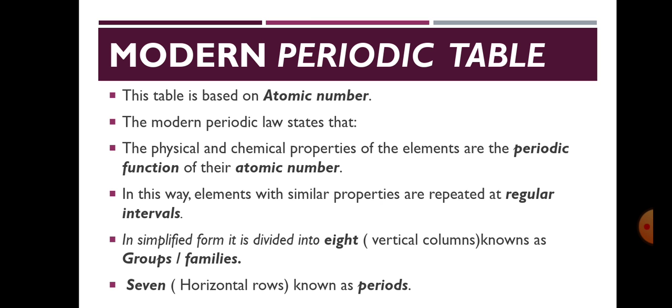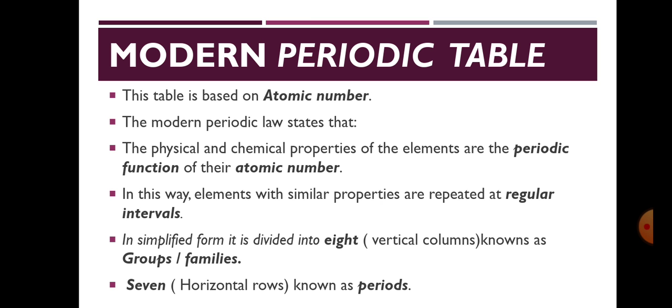Now, the modern periodic table was based on the modern periodic law. And now, what is the modern periodic law? It means that the physical and the chemical properties of the elements are a periodic function of their atomic number. A periodic function means a repetition of the properties based on the atomic number. In this way, elements with similar properties are repeated at a regular interval.